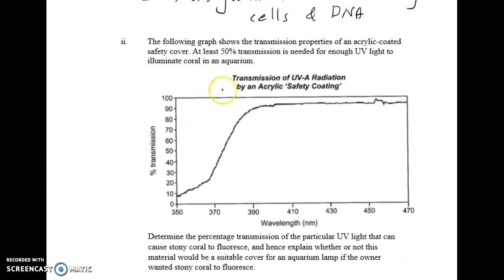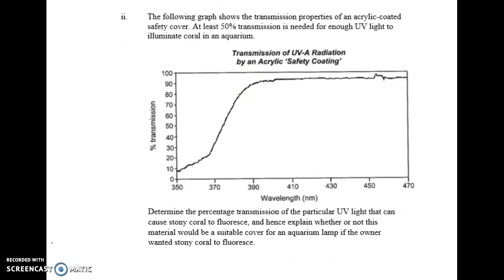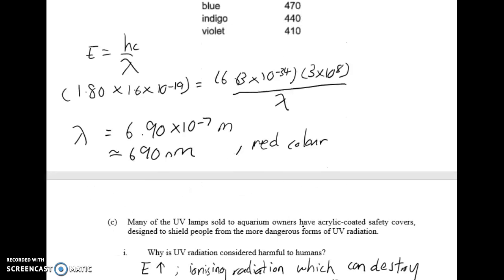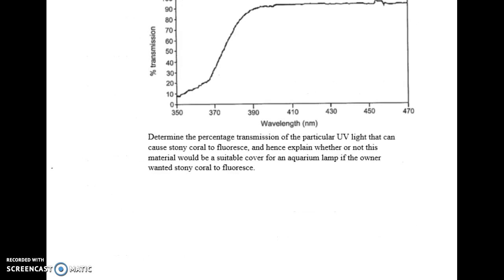Okay, next, the following graph shows transmission property. At least 50% is needed for enough UV light to illuminate the coral in the aquarium. Determine the percentage transmission of the particular UV that can cause stony coral to fluoresce, and hence explain whether or not this material will be a suitable cover for an aquarium lamp if the owner wants stony coral to fluoresce. So for this one you have to look back at your solution. Just now you found the UV value to be 3.76 times 10 to the power minus 7, 376 nanometer.